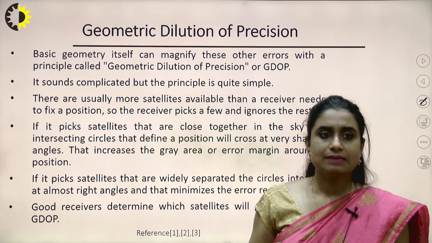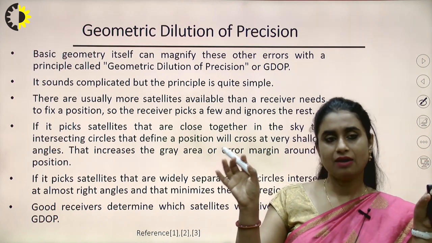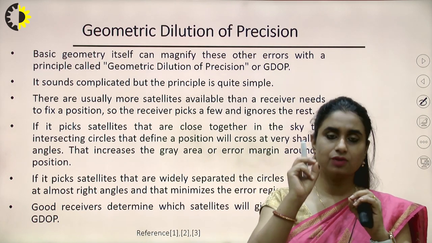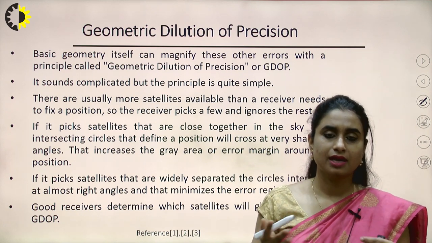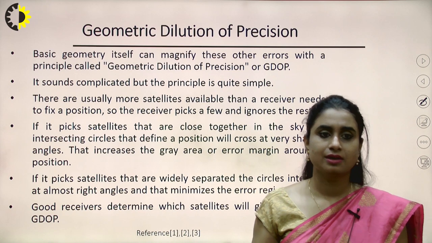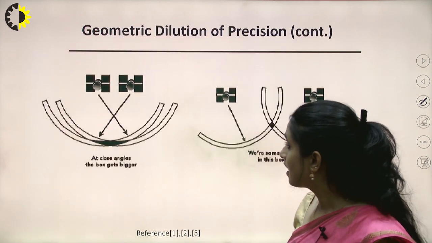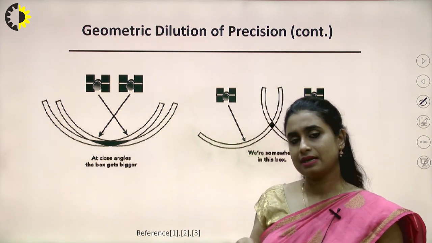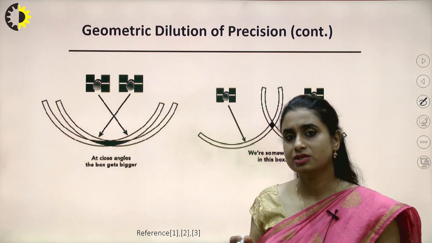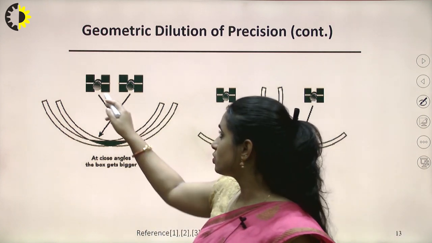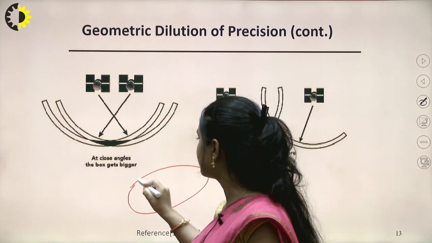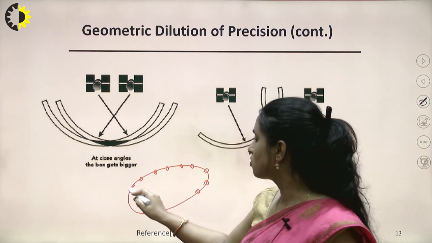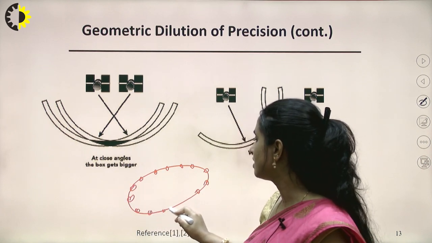This principle is quite simple. When satellites are at far positions, the error would be smaller, and when they come close, the error area could be a little larger, right? Let's see. We know that we use at least 3 satellites, and actually 4 satellites for exact position calculation. In MEO there are 24 satellites, 1, 2, 3, like that. It depends on us which 4 satellites we choose for calculation.